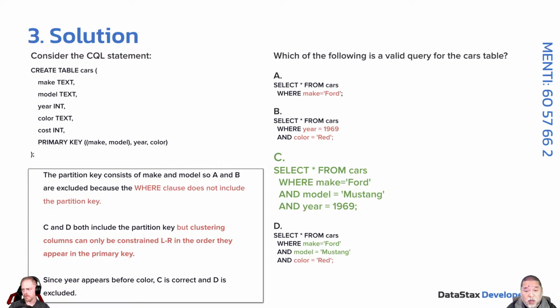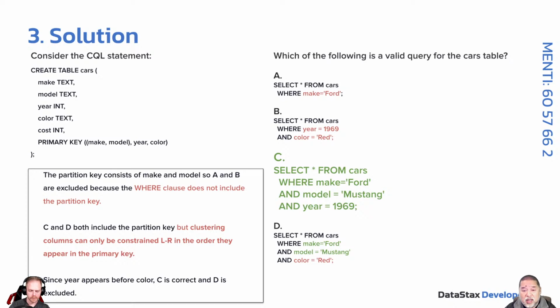In the cars table, once again, I'm going to zoom in on the primary key. The primary key now is more complex. It has 4 fields, and you'll notice the inner parentheses there are make and model. So make and model are the partition key that David referenced, and then year and color are what we call clustering columns. What that tells me is that the partitions for this table could, in theory, have multiple rows per partition because of the clustering columns.